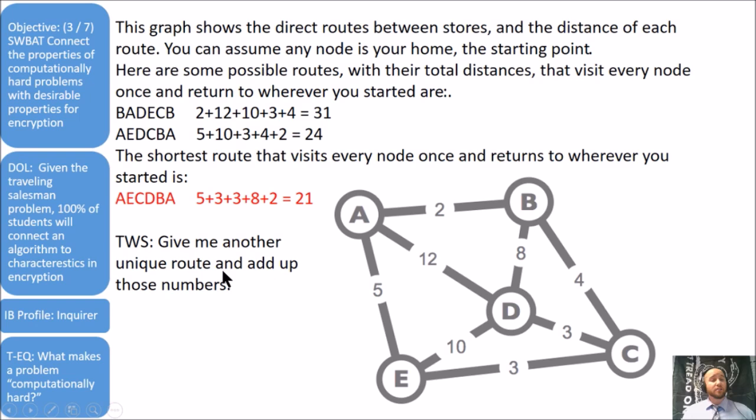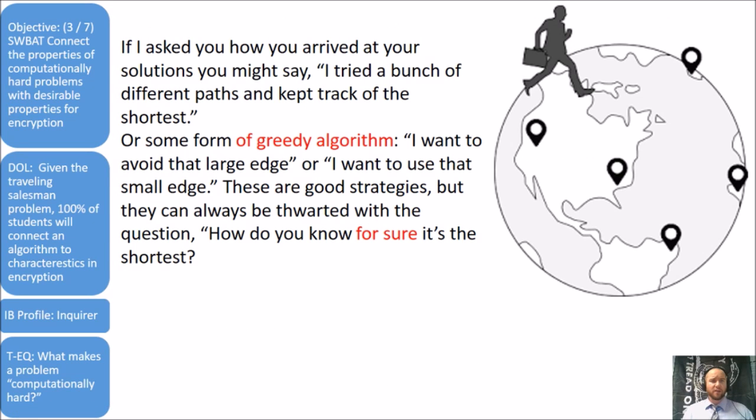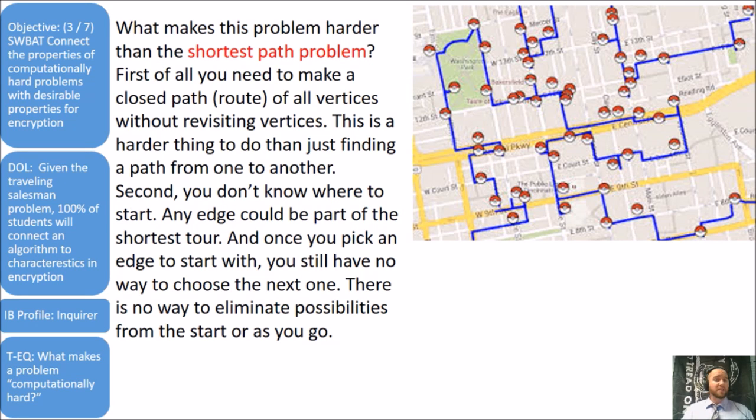So now I'm asking you to give me another unique route that is not 21, 24, or 31, and write that up in Canvas. If I asked you how you arrived at your solution, you might say, I tried a bunch of different paths and kept track of the shortest. Or some form of a greedy algorithm: I want to avoid the large edge, or I want to use that small edge. These are good strategies, but they can always be thwarted with the question, how do you know for sure it's the shortest route?